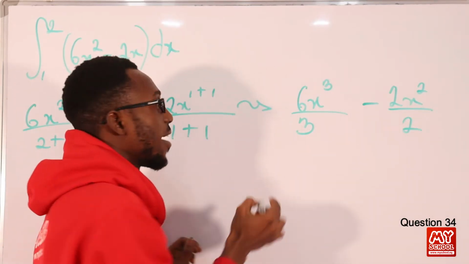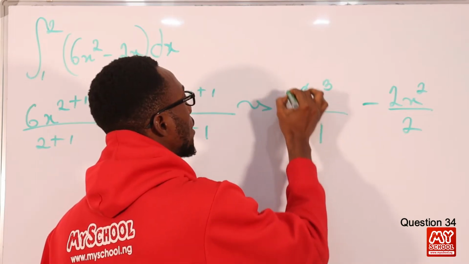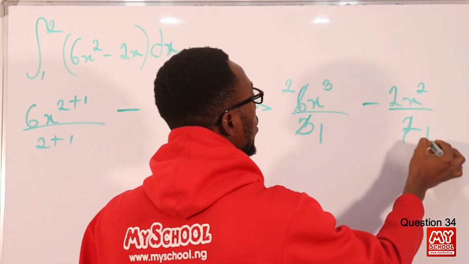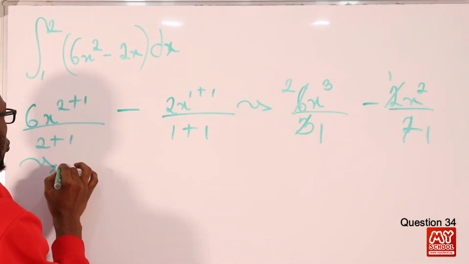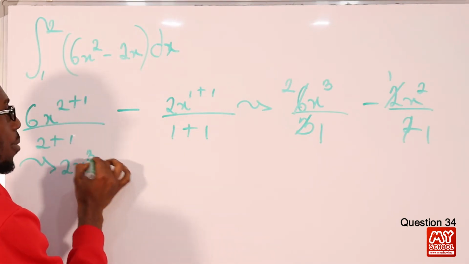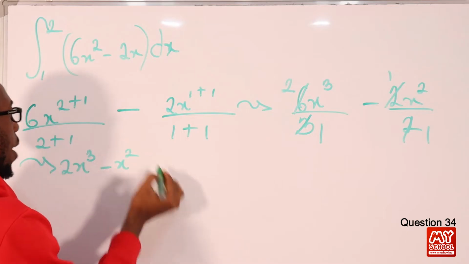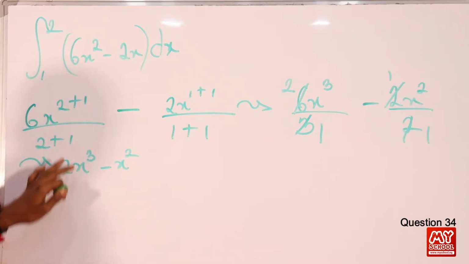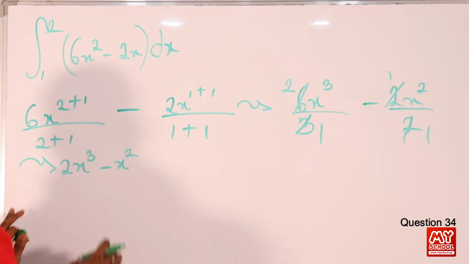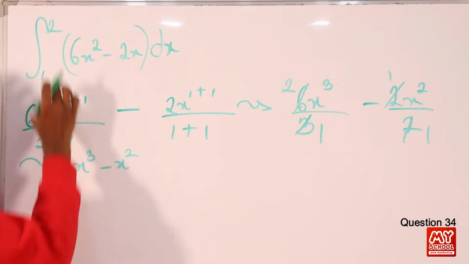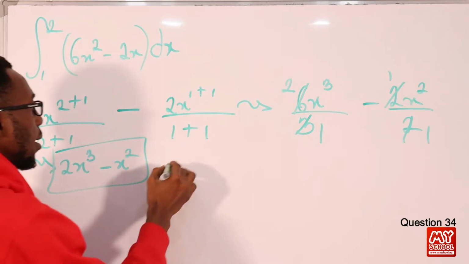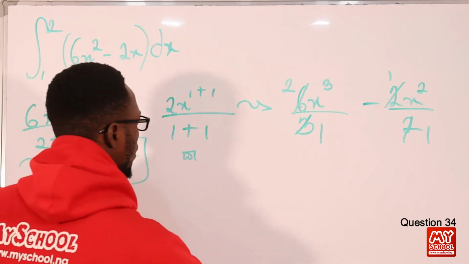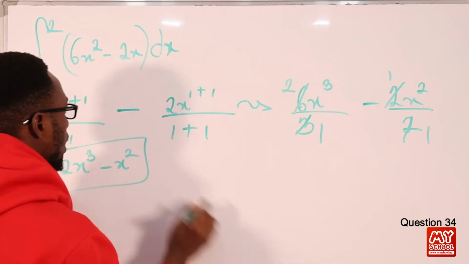Okay, so let's simplify. We have 3 here 1, 3 here 2, 2 here 1, 2 here 1. So at the end of the day, I should have 2x cubed minus x squared. Okay, so this is what we got when we integrated this. All right, so now what we just need to do is just to input these values and subtract.